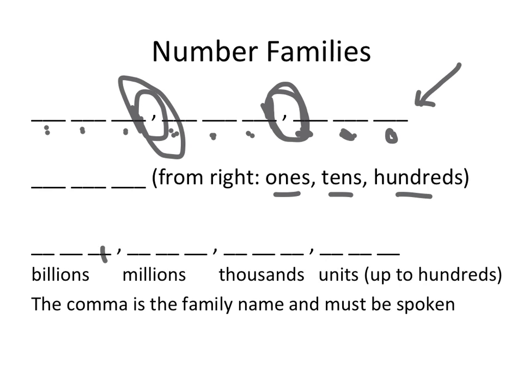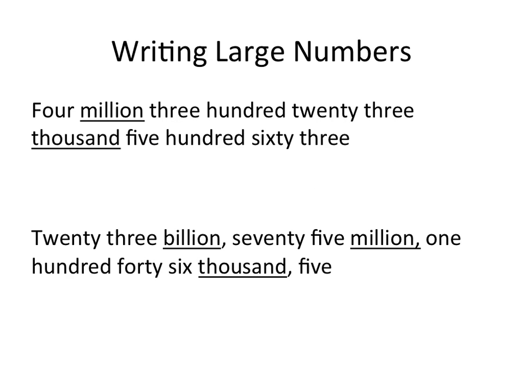So the comma is the family name. And when they read large numbers, it must be spoken. And within each of those families, we have 3 family members before we get to the next family. So when we're writing large numbers, we need to teach students that we can't leave any family members behind. So at every family, there has to be 3 places for the family members. We need them to understand that the comma represents the family name, and then there are 3 members in the next family. So as they write large numbers, it's going to end up looking like this.